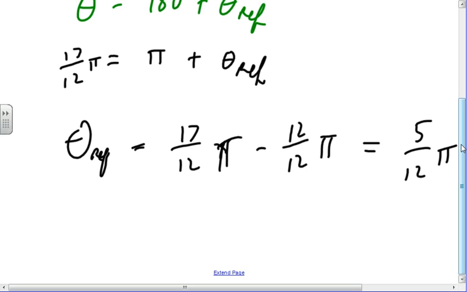So that's how I would do reference angles and stay in radians. Would I remember reference angle formulas in radians? No, I wouldn't. I remember it in degrees, shift it to radians if I needed to.